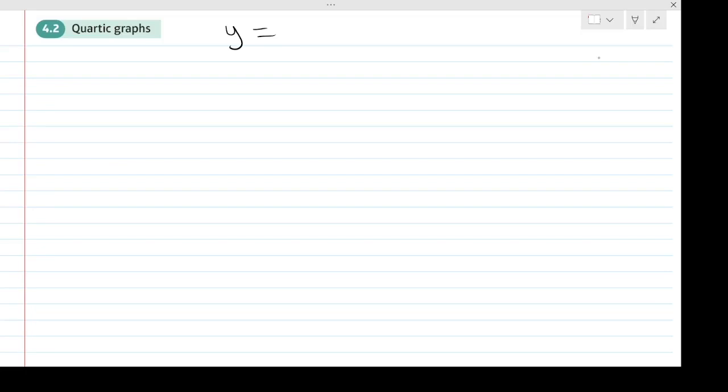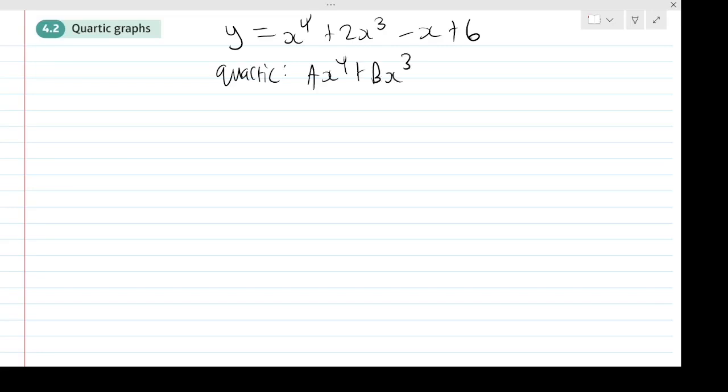So it's going to be, for example, this expression x to the 4 plus 2x cubed minus x plus 6, something like that. But we have an x to the 4 term, which means it's a quartic. So the general expression of a quartic is ax to the 4 plus bx cubed plus cx squared plus dx plus e. So there's a lot of stuff going on there, but that's the general quartic. The whole idea is we have an x to the 4 term, which will give us our quartic. Anyway, we're going to look at sketching this.